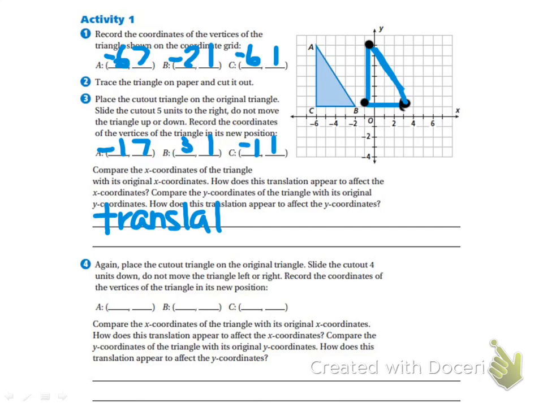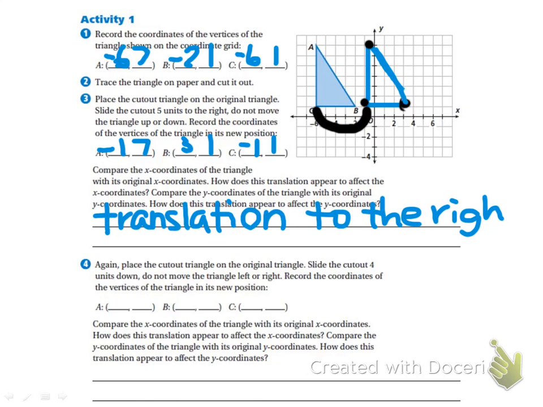So how far did we slide from point C to the new point C? How many boxes? So count your boxes. And Emily says that we slid 5. So this was a translation to the right 5 units. Did we move up? No, we just slid our triangle to the right 5 units. Done.